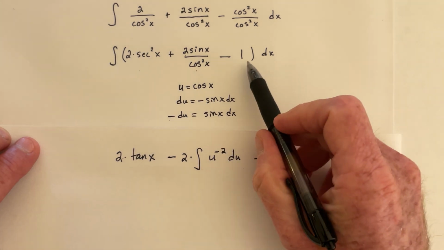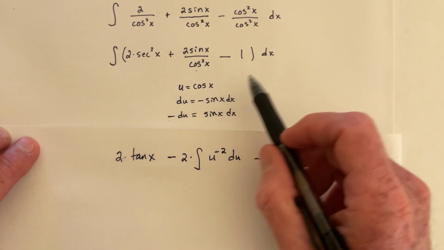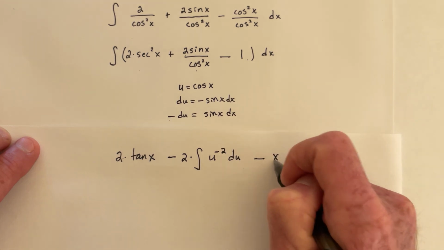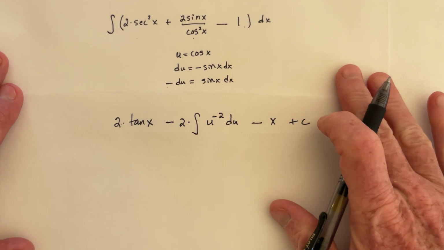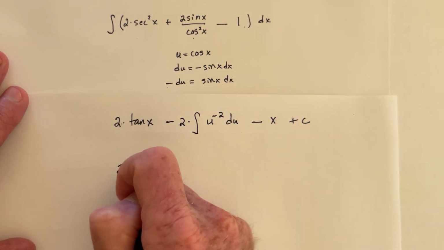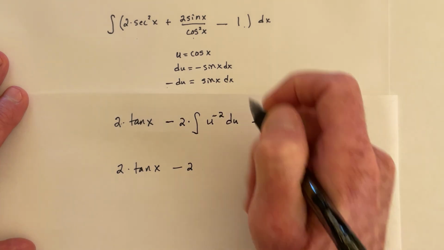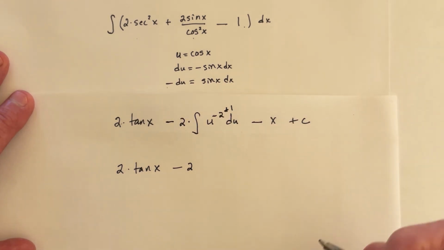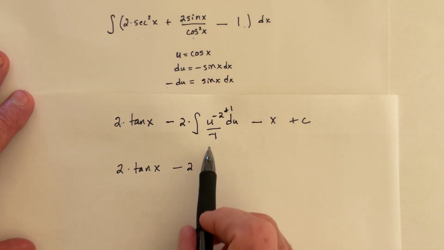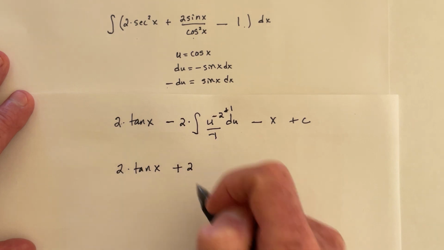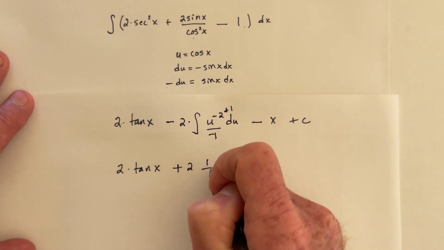And then over here, the antiderivative would just be x. So the u substitution is only used on the middle one. This is just an x. And so I don't forget, I'm going to put plus c. All right, so 2 tangent of x is part of the answer, minus 2. And then for this one, just add 1 to the exponent, which is a negative 1, and divide by negative 1. So that's actually going to cancel this negative. And then it's going to leave u to the negative 1, or 1 over u.